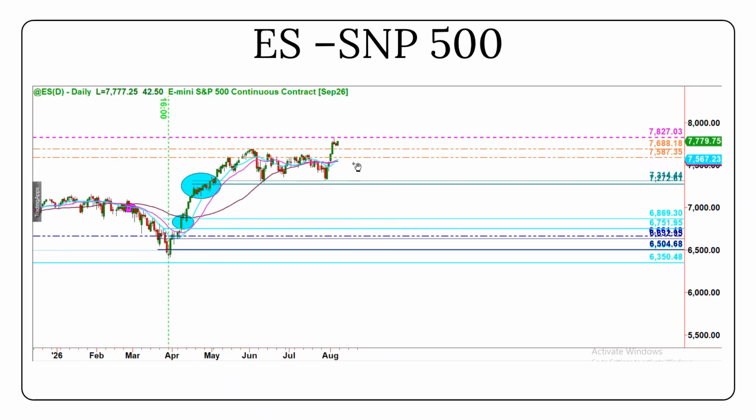It broke out above its highs at 787.35 and 7688.18, and finally it closed at 779.95.